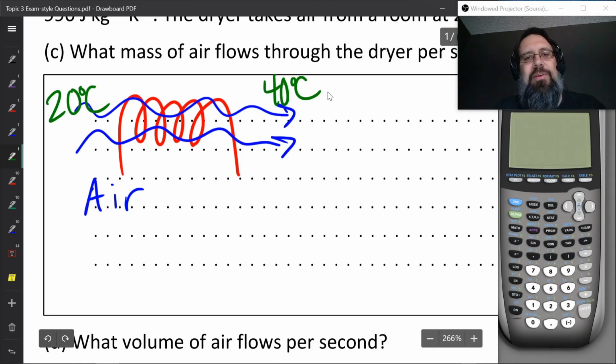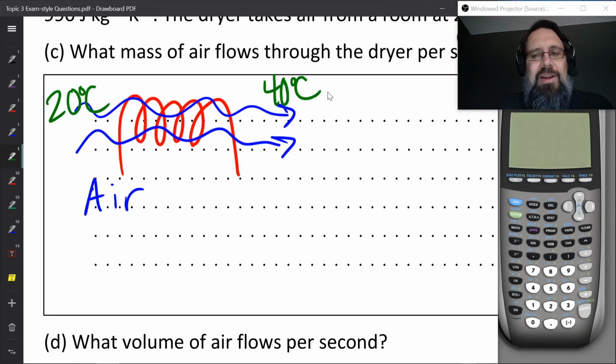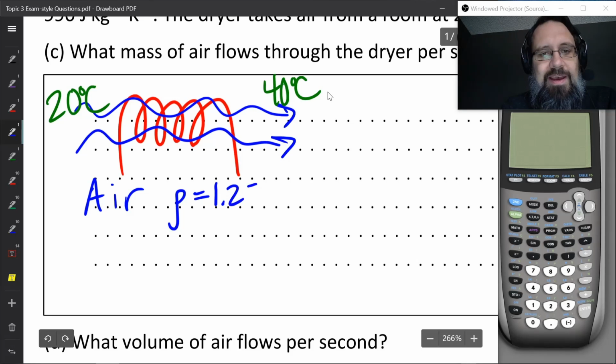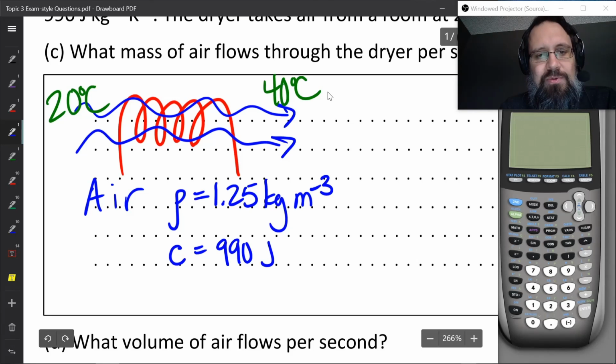So as the air blows past this coil, it's going to absorb some energy from the coil and raise its temperature. So it told us that air has density 1.25 kilograms per cubic meter and has specific heat capacity 990 joules per kilogram per Kelvin.